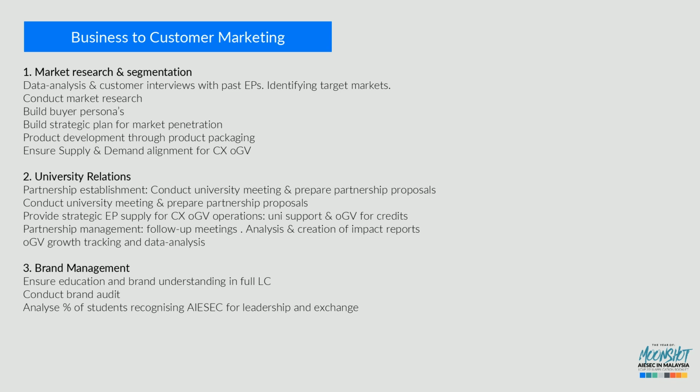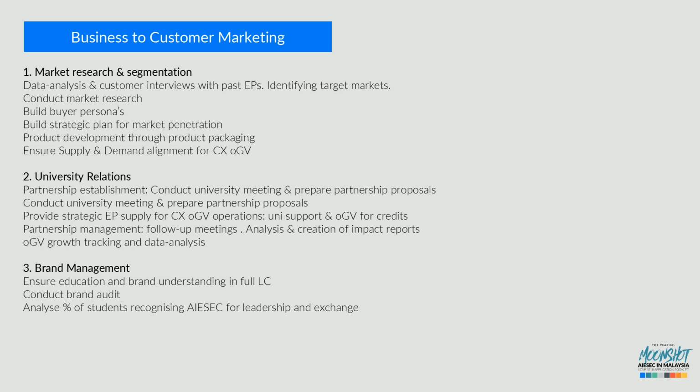One new thing that we added in the JD is university relations. University relations is about forming partnerships by conducting university meetings and preparing partnership proposals, and then providing strategy for EP supply for customer experience and OGV operation. So it is university support and OGV for credit. A lot of local entities can drive high OGV because they get support from the university, for example university credit for cohorts.